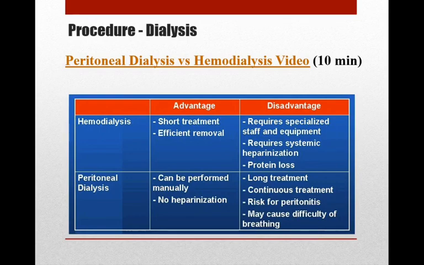Peritoneal dialysis is using your own peritoneal membrane in your abdomen as the filter. So you don't need to pull blood out of your body, filter it, and put it back. What we use is we use the peritoneal membrane as the filter. So there are pros and cons to each one.